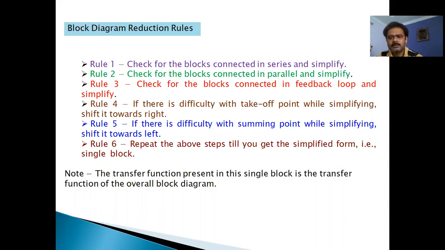So eliminating feedback means it is replaced by G by 1 plus GH. Unless otherwise specified, in most cases you will have negative feedback, so you have to use the formula G by 1 plus GH only. The next step.